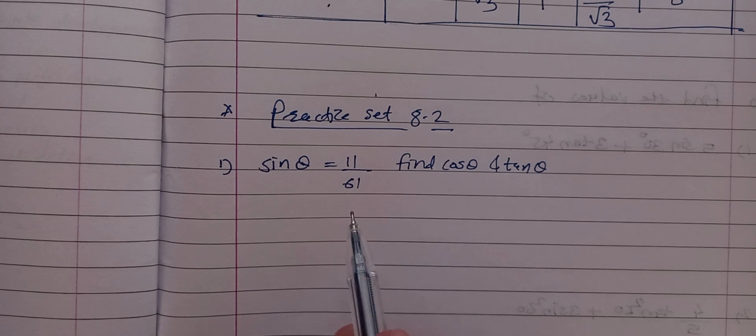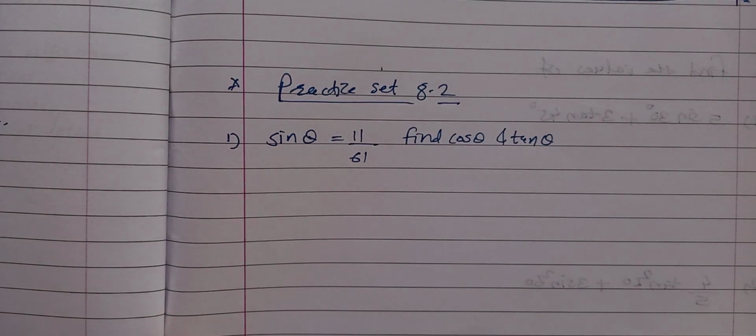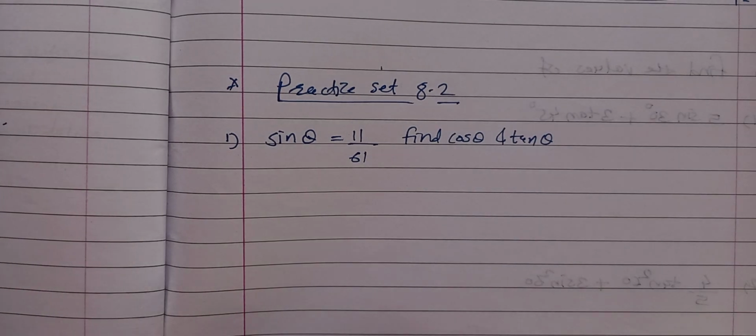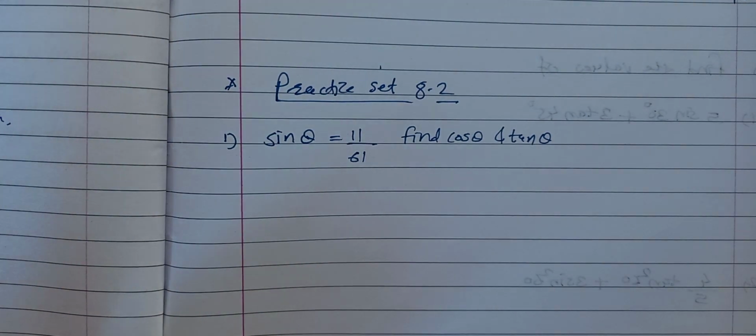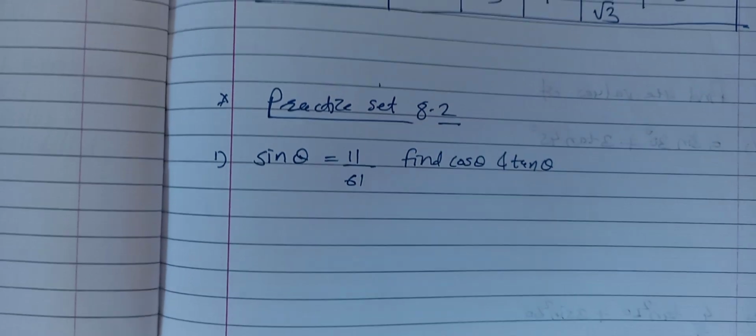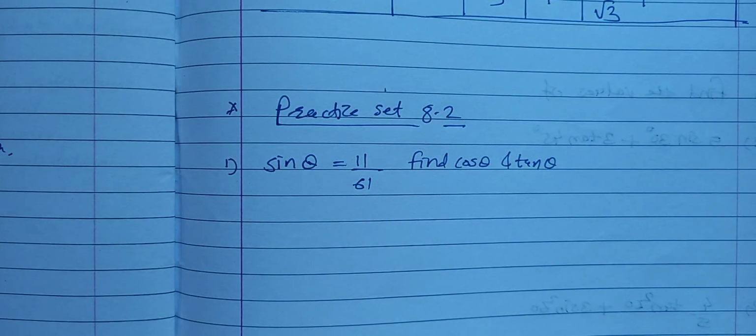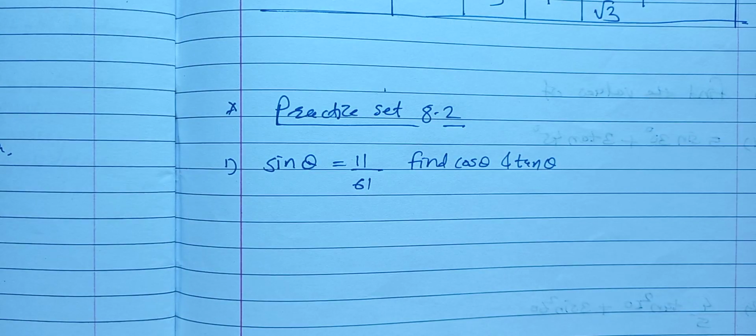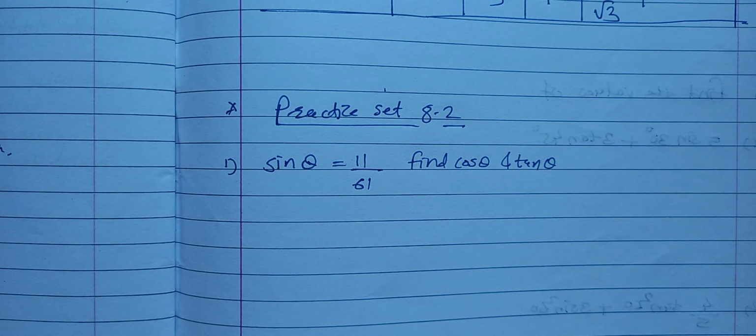See now, first example: sin theta is given, find cos theta and tan theta. I will explain this first example only by two methods. Then you have to study this one, and then you have to solve the remaining questions by using this. Okay, so now see the first one.